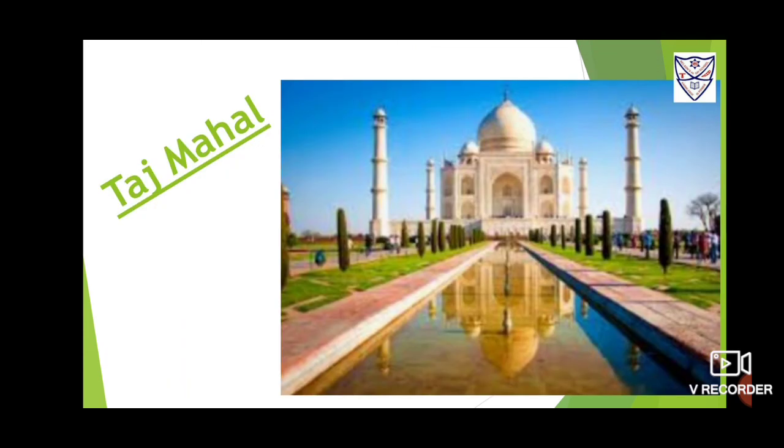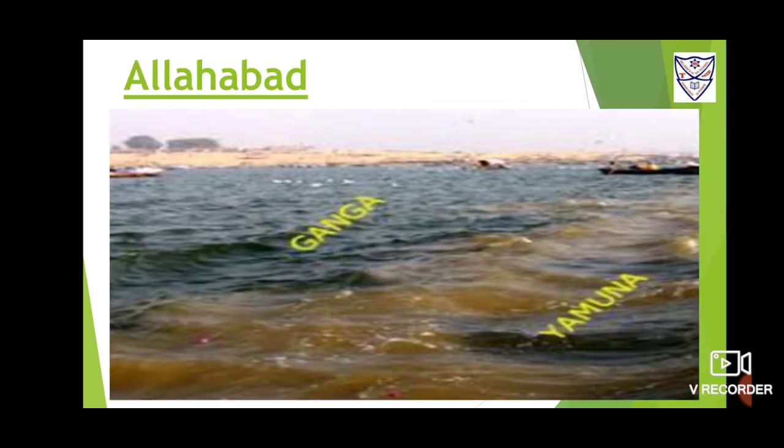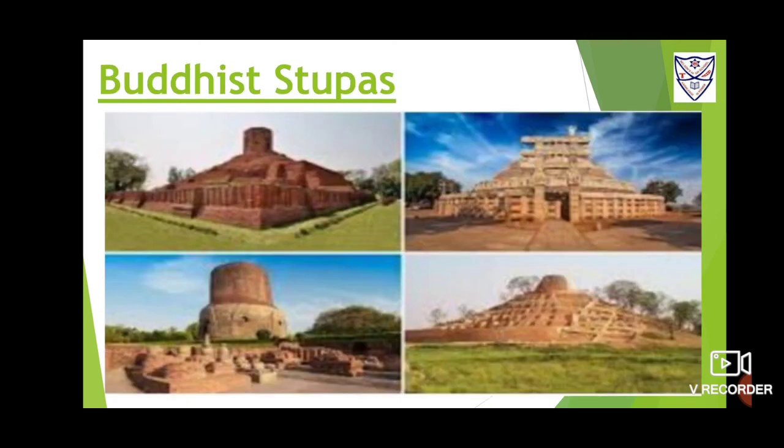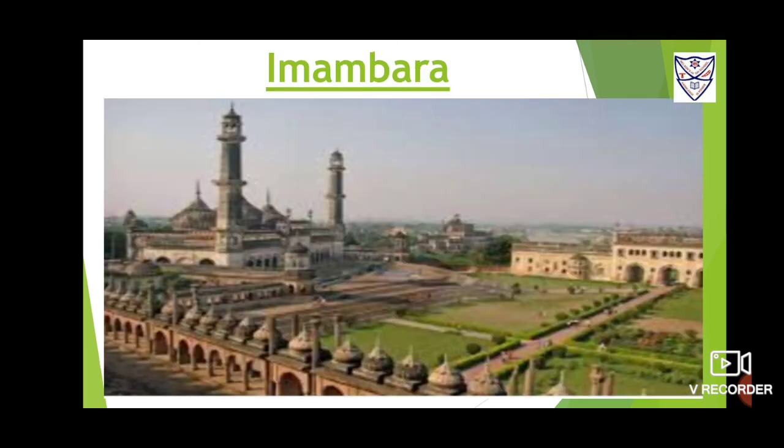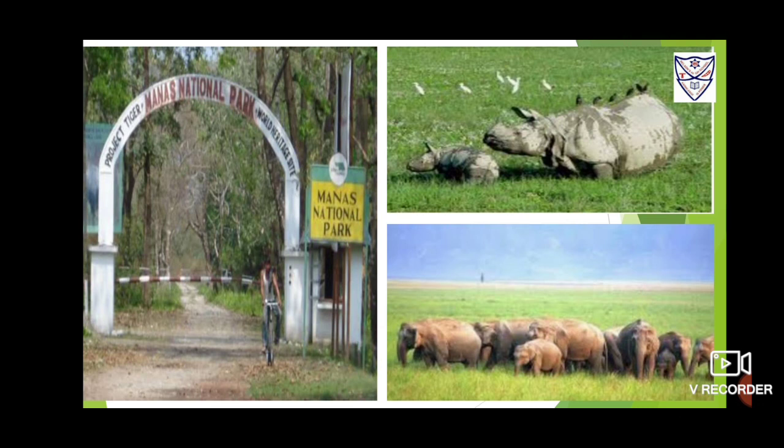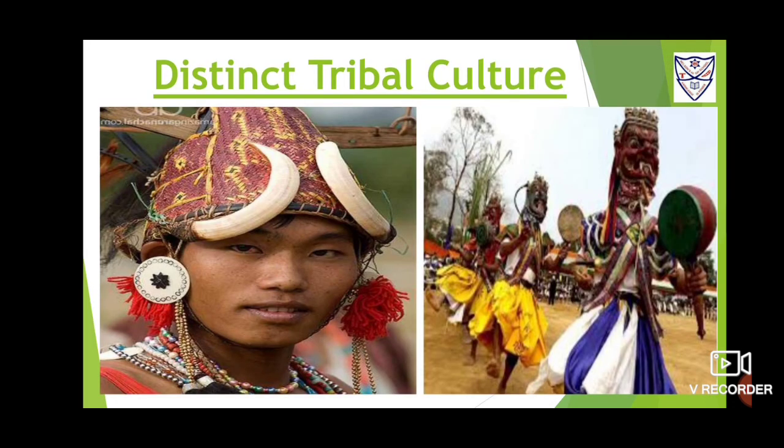Now, tourism is another major activity of this basin. Some of the tourist spots in this area are Taj Mahal in Agra, confluence of rivers Ganga and Yamuna in Allahabad, Buddhist Stupas in Uttar Pradesh and Bihar, Imambara in Lucknow, Kaziranga Manas Wildlife Sanctuary in Assam, distinct tribal culture in Arunachal Pradesh.